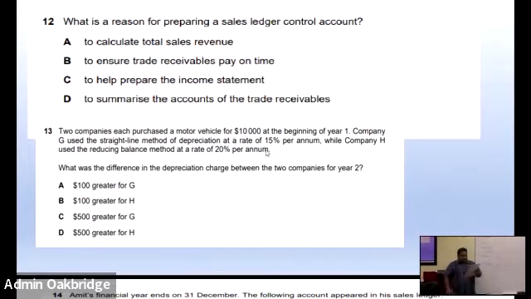Okay. So is it to calculate total sales revenue? No. Total sales revenue includes cash sales. So A, definitely no. To ensure trade receivables pay on time? No. The account does not show when they are paying. Only when they pay, you're going to record. To make sure that they pay on time, definitely not. To help prepare the income statement? 100% no, because trade receivables is not in your income statement. To summarize the accounts of the trade receivables, that has to be the answer. You get a total summary of all your credit customers. Okay, so 12 is D.